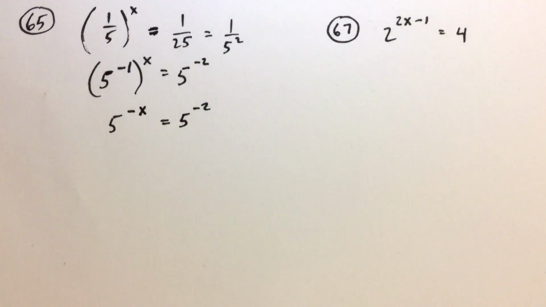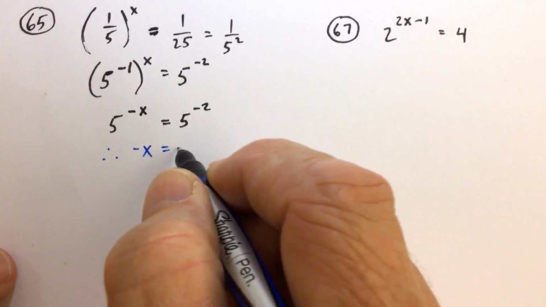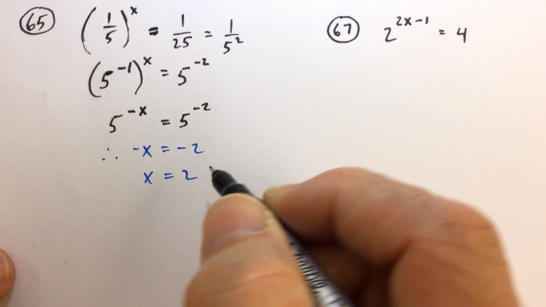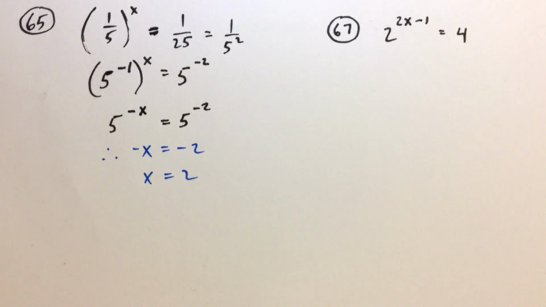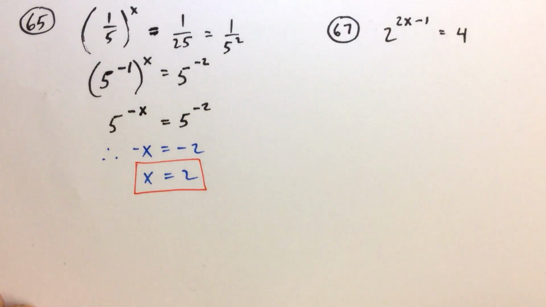And I forgot to do my work in blue, sorry. So we say therefore negative x is equal to negative 2, and if you multiply or divide by negative 1, you get x is equal to 2. Where's my red? There it is. All right. So that was a lot for that one. Let's go ahead and do number 67.